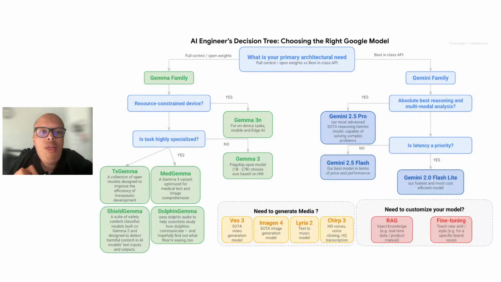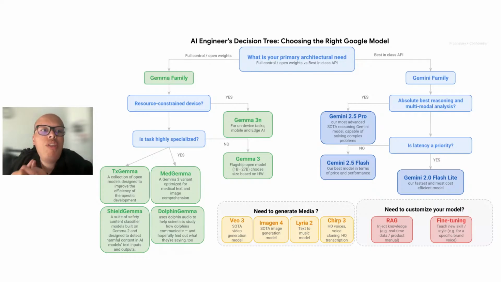So the first question as an AI engineer, or as an AI-first startup builder, when you are thinking about your agent is: what model should I choose? One of the fundamental questions is, do I want full control over open weights, or do I want a best-in-class API? Let's say you want full control and open weights. Then we will be talking about the Gemma family.